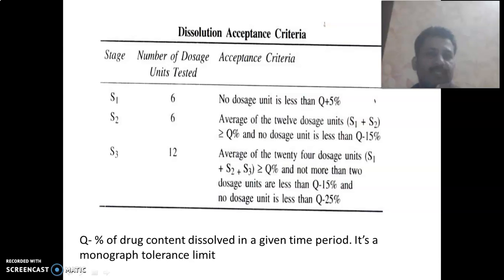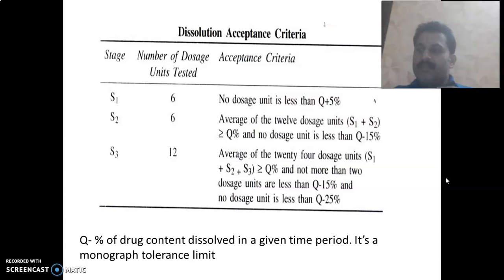So how is it conducted in different steps? Dissolution is usually conducted in 3 stages: stage 1, stage 2 and stage 3. In the first stage we take 6 tablets and conduct the dissolution study, and the percentage drug release is found out using our analytical equipment. Then no dosage unit should be less than Q plus 5%.